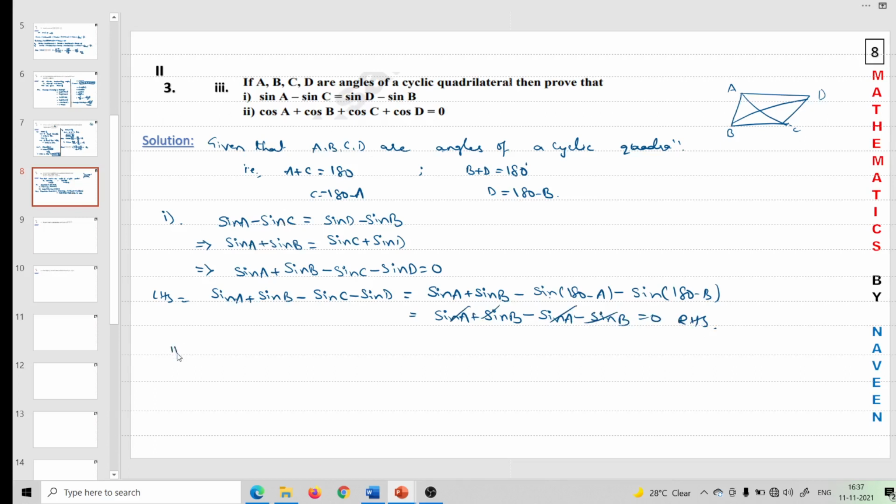Second one, cos A plus cos B plus cos C plus cos D is equal to, I am considering LHS.